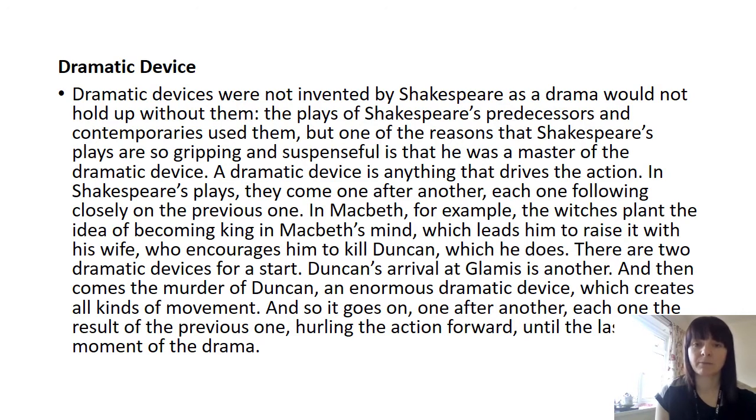So in Macbeth, for example, the witches plant the idea of becoming king in Macbeth's mind, which leads him to raise it with his wife, who encourages him to kill Duncan, which he does. So there are two dramatic devices for a start. Duncan's arrival at Glamis is another. And then comes the murder of Duncan, an enormous dramatic device, okay, which creates all kinds of movements. It's all about movement and pushing and encouraging the action of the play forward, right until the very last moment of the drama. Okay, this is what we're thinking about here.